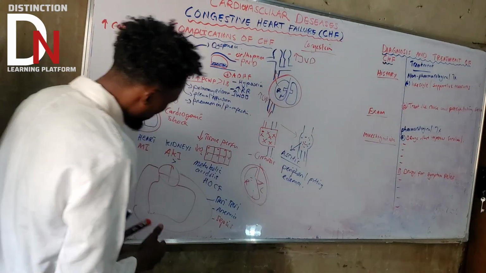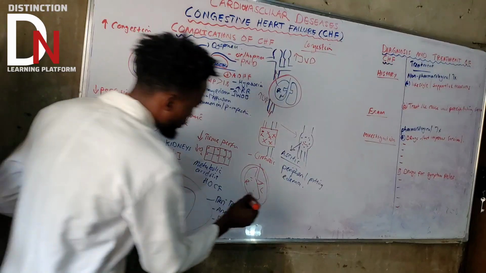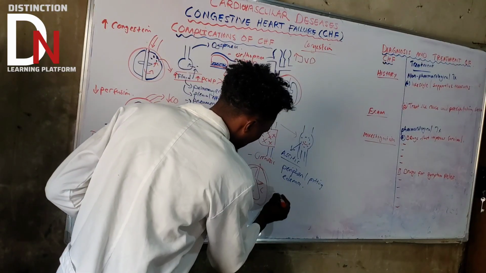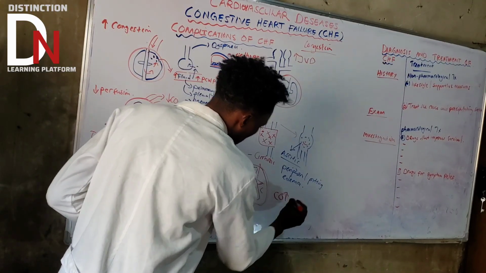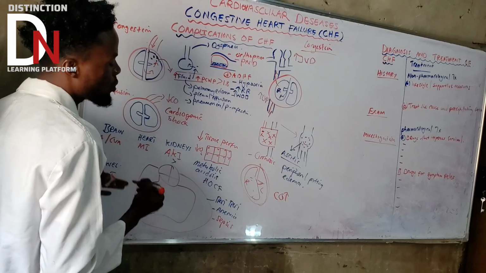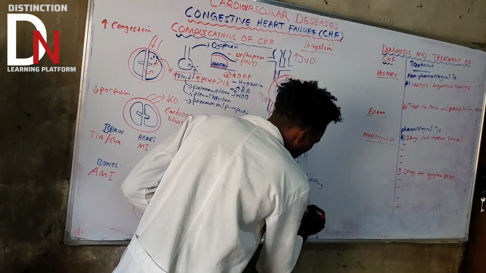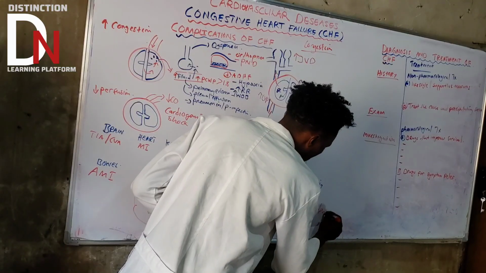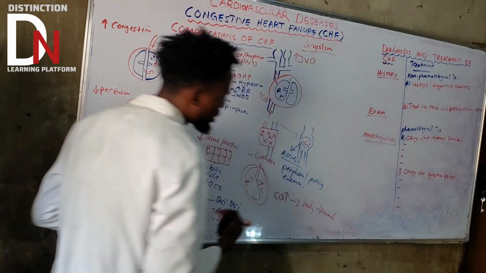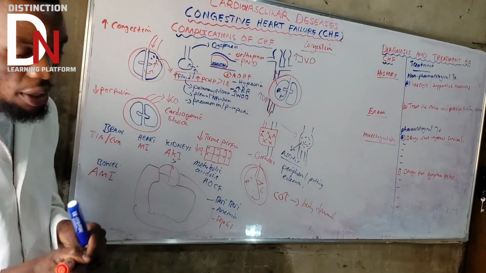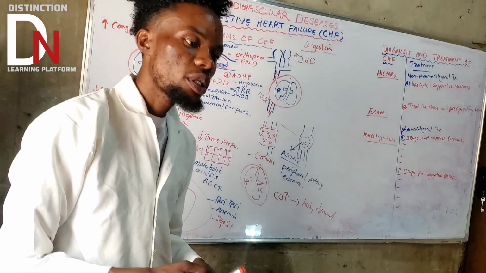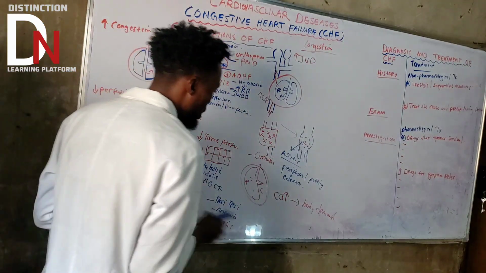Okay, so the problem is this: although the cardiac output is high, it is not meeting the body's demand. Remember the formula for BP?